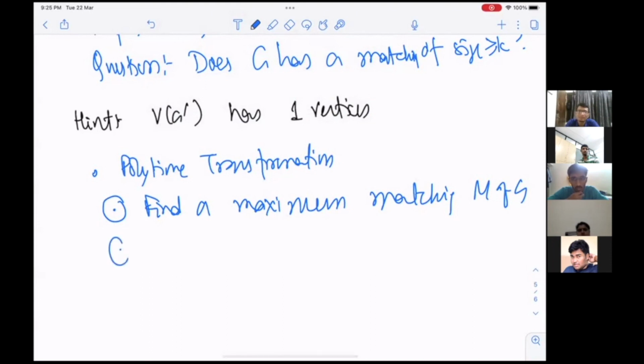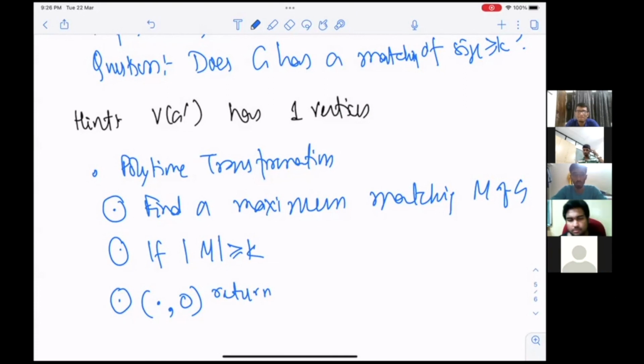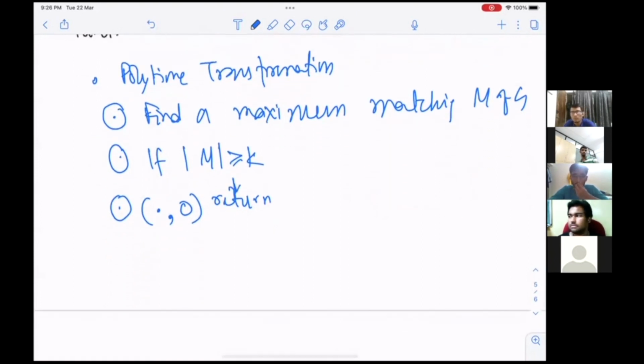Second, if the cardinality of M is at least K, then this is a yes instance, right? So let's return a yes instance. I make a vertex and I ask 0. This is my graph, this is my return. What I'm asking is, does this graph have a matching of size at least 0? The answer is yes. I have not changed the answer. So you will return this.